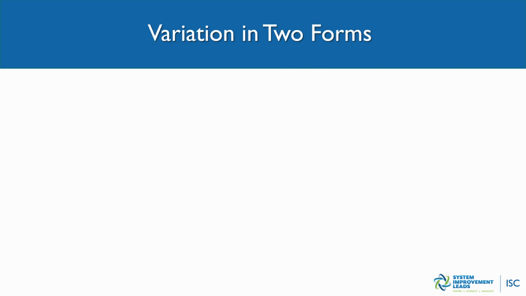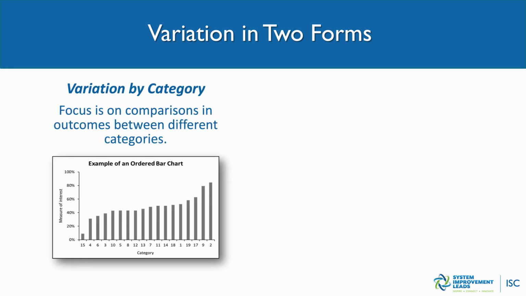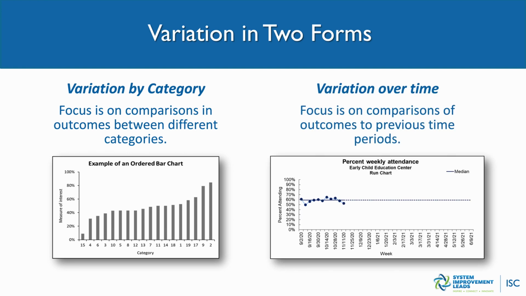Variation can be understood visually in two ways: by comparison between different categories at a single point in time, or by comparison to previous time periods. In this session, we will focus on categories at a single point in time. To learn more about time series analysis, see our module on the use of run charts.